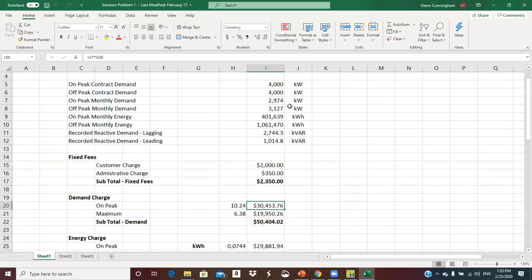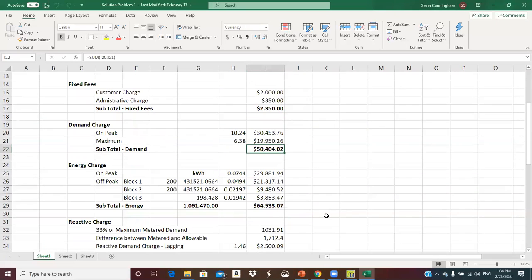And then maximum, you just select the bigger of the two and multiply it by another $6.38. That's the rate. So this should be H21. Now, H21 is the rate. This is I8. So this should be the 3127 times $6.38, another $19,950.26. So those two added together would be the demand charge for that month. Questions?